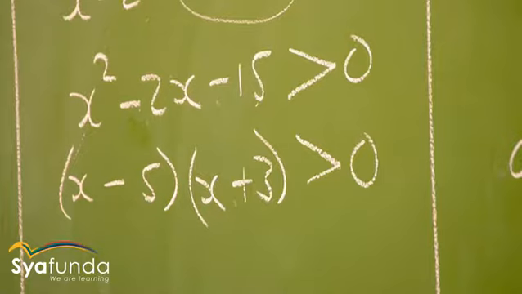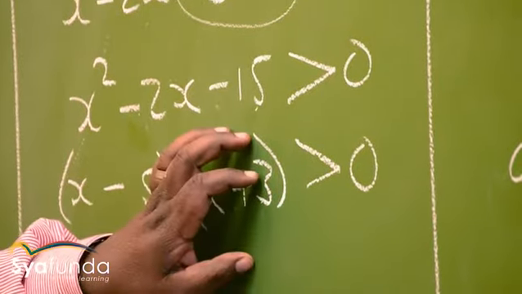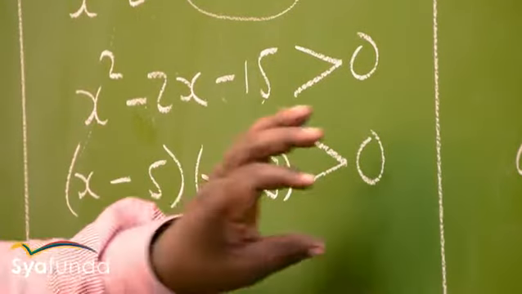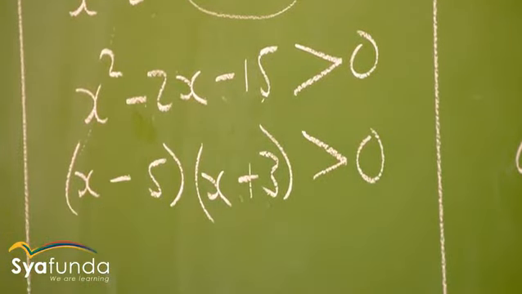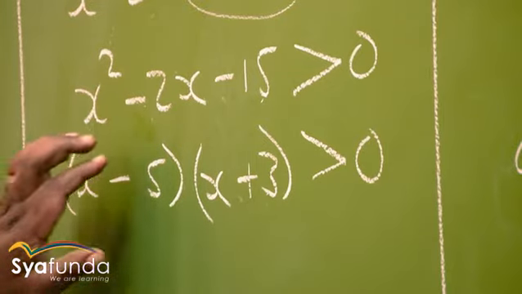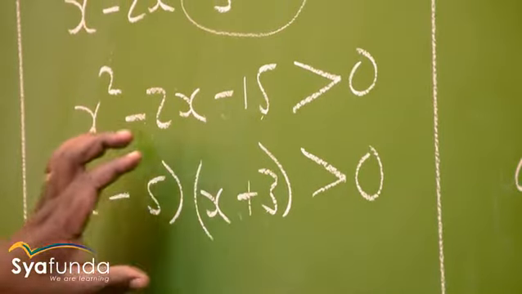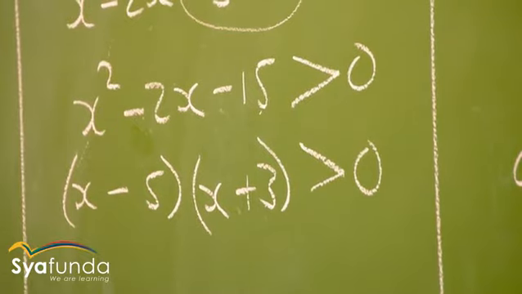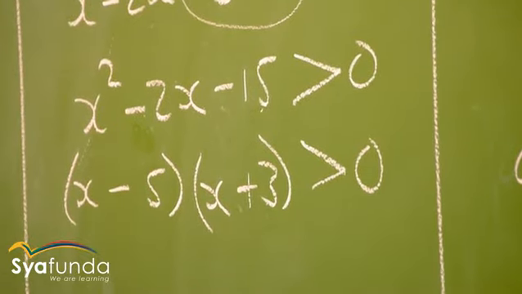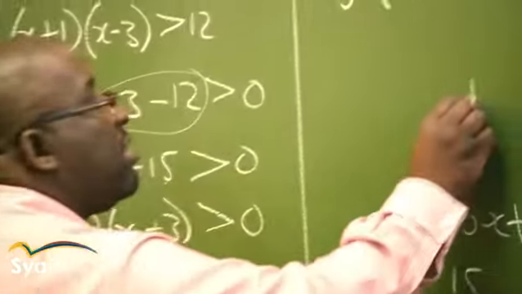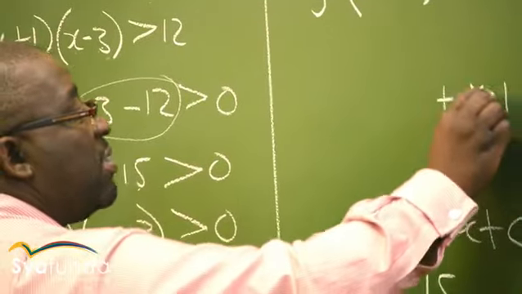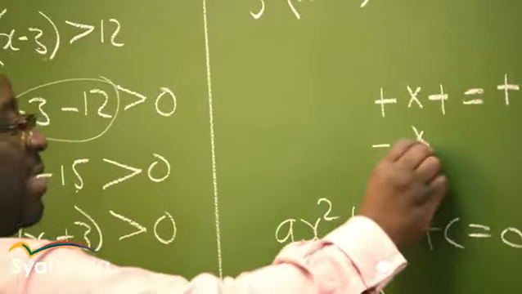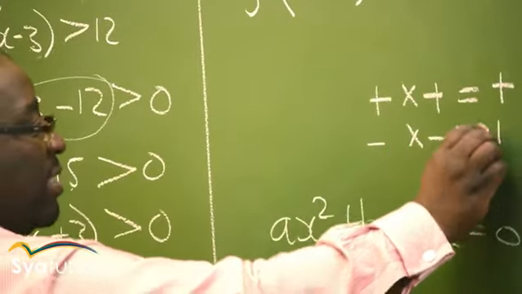Remember that when you multiply this and that, if this was an equal sign and the total is 0, it means that one of them must be 0. But in this particular case, we're multiplying two values, this one times that one, and we get something that is positive. How do we get positive? Remember, positive times positive will give us positive. If we've got negative times negative, it will also give us positive.